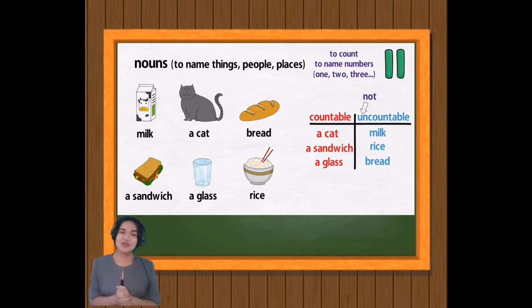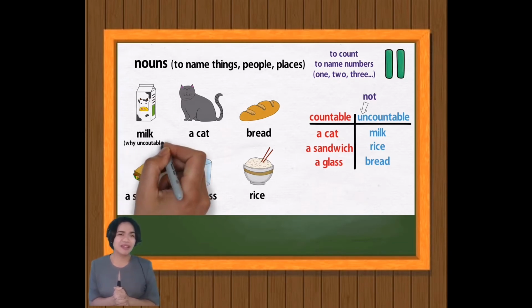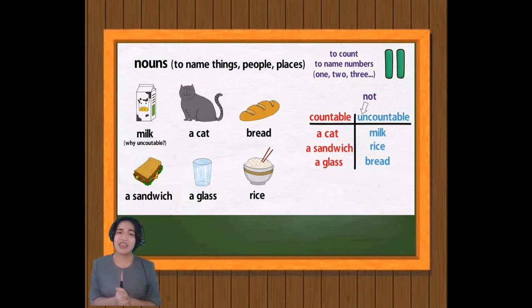Okay, so one question that you might have is, why is milk uncountable if I can count the cartons? That's exactly it. You can count the cartons, but not the milk inside it. The same thing goes with rice. You can count the bowls, not the rice in them.